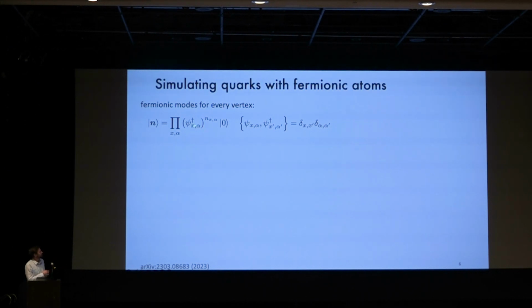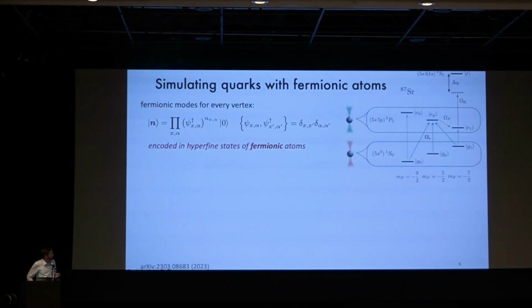And as I told you, there's one fermionic mode for every vertex in this lattice structure, but there can be multiple ones of these, and I just keep track of them as an additional label alpha. And to be specific, I show you one example that we have in mind, but there's other technical structures possible. So the basic idea is again to use fermionic atoms and to encode these multiple fermionic states in hyperfine sets of actual fermionic atoms.